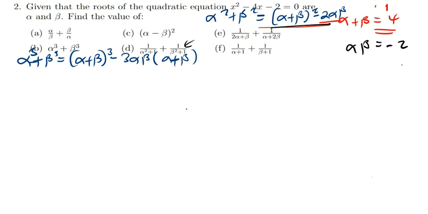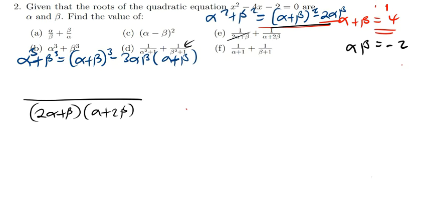So E there, let's just go ahead and find the common denominator. The common denominator is 2 alpha plus beta times alpha plus 2 beta. So this and that will cancel out, and I'll remain with alpha plus 2 beta here, plus, this one here will cancel out, and I'll remain with 2 alpha plus beta.